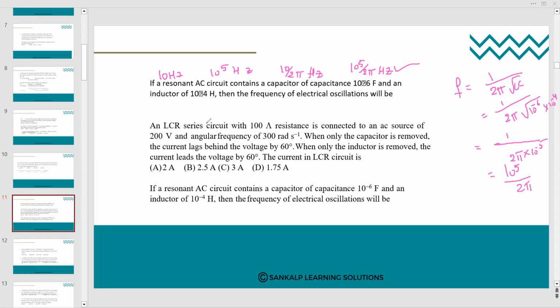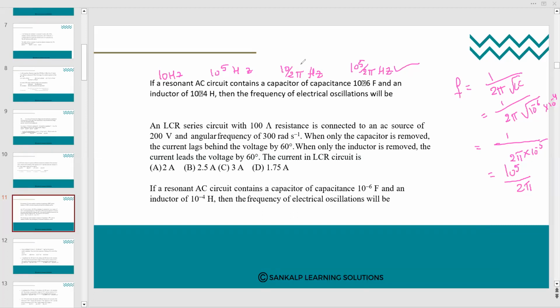An LCR series circuit with 100 ohm resistance is connected to an AC source of 200 volt and an angular frequency of 300 radian per second. When only the capacitor is removed, the current lags behind the voltage by 60 degree. When only the inductor is removed, the current leads the voltage by 60 degree. So yavag inductor anna tegitivi avaga current leads the voltage by 60 degree.